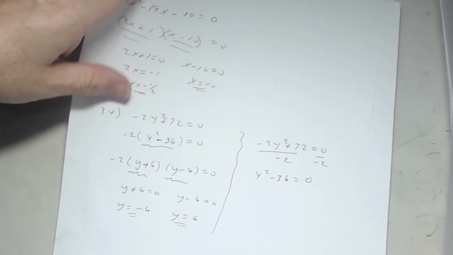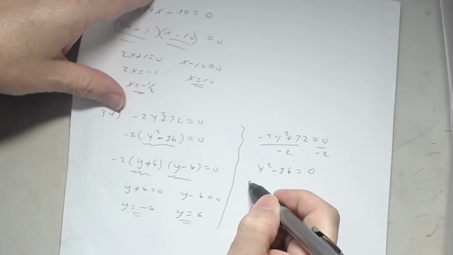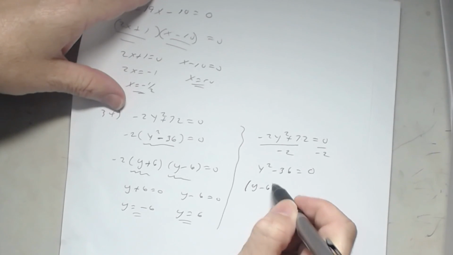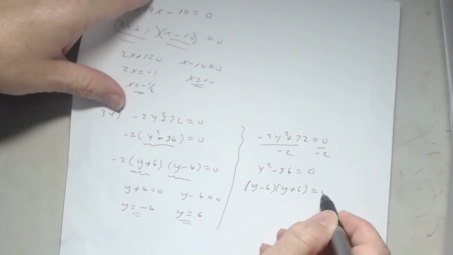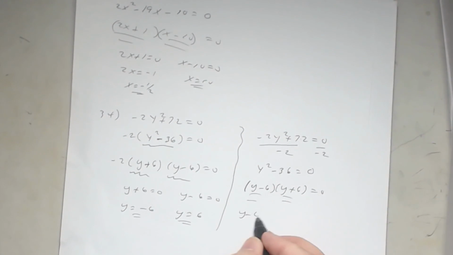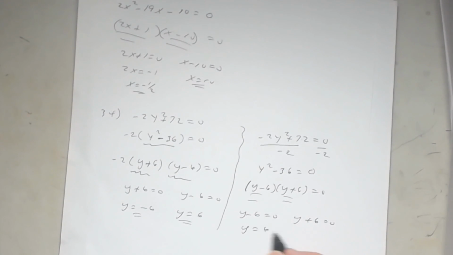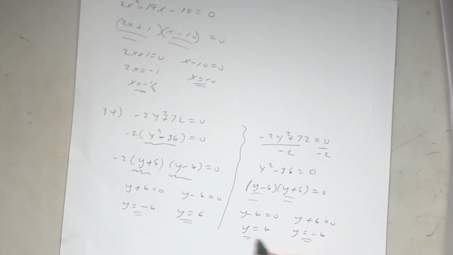So I can factor this now. How do you factor y squared minus 36? y plus 6, y minus 6, or vice versa. Then I set each one equal to 0, and you get your answer: y is 6 and negative 6. Either way is fine, but you had to use the fact that the GCF was negative 2. Otherwise, you would not have known what to do. So you've got to look for the GCF.